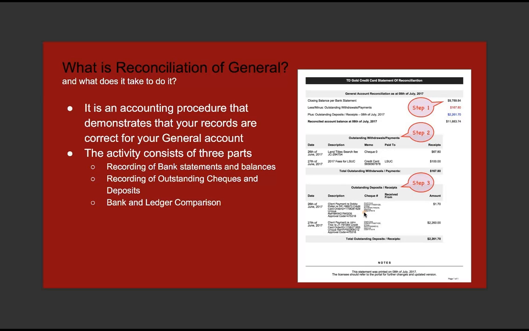It has nothing to do with clients. So you just list your outstanding payments and outstanding deposits. That's all. General accounting is actually simpler than trust accounting because you perform one step less.